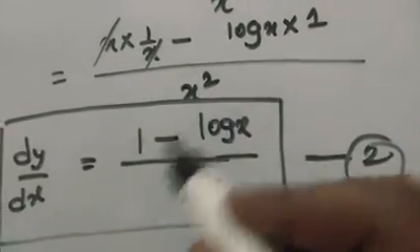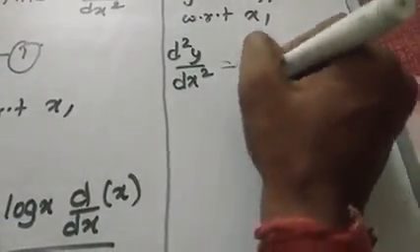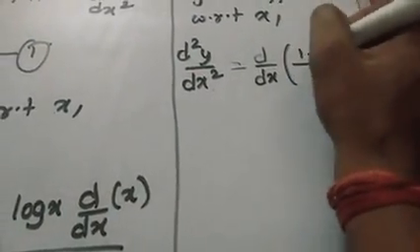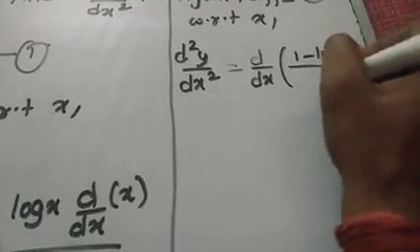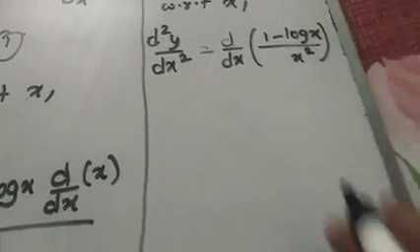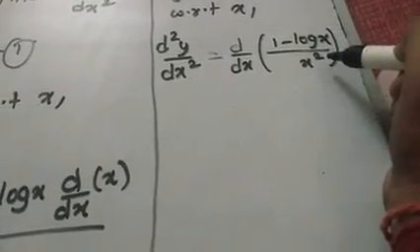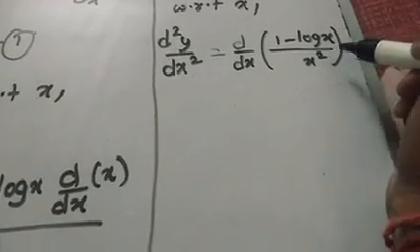And what is on this side? 1 minus log x by x square. That is d dx of 1 minus log x by x square. Now again it is in division form, that is, we will use the rule of division here.